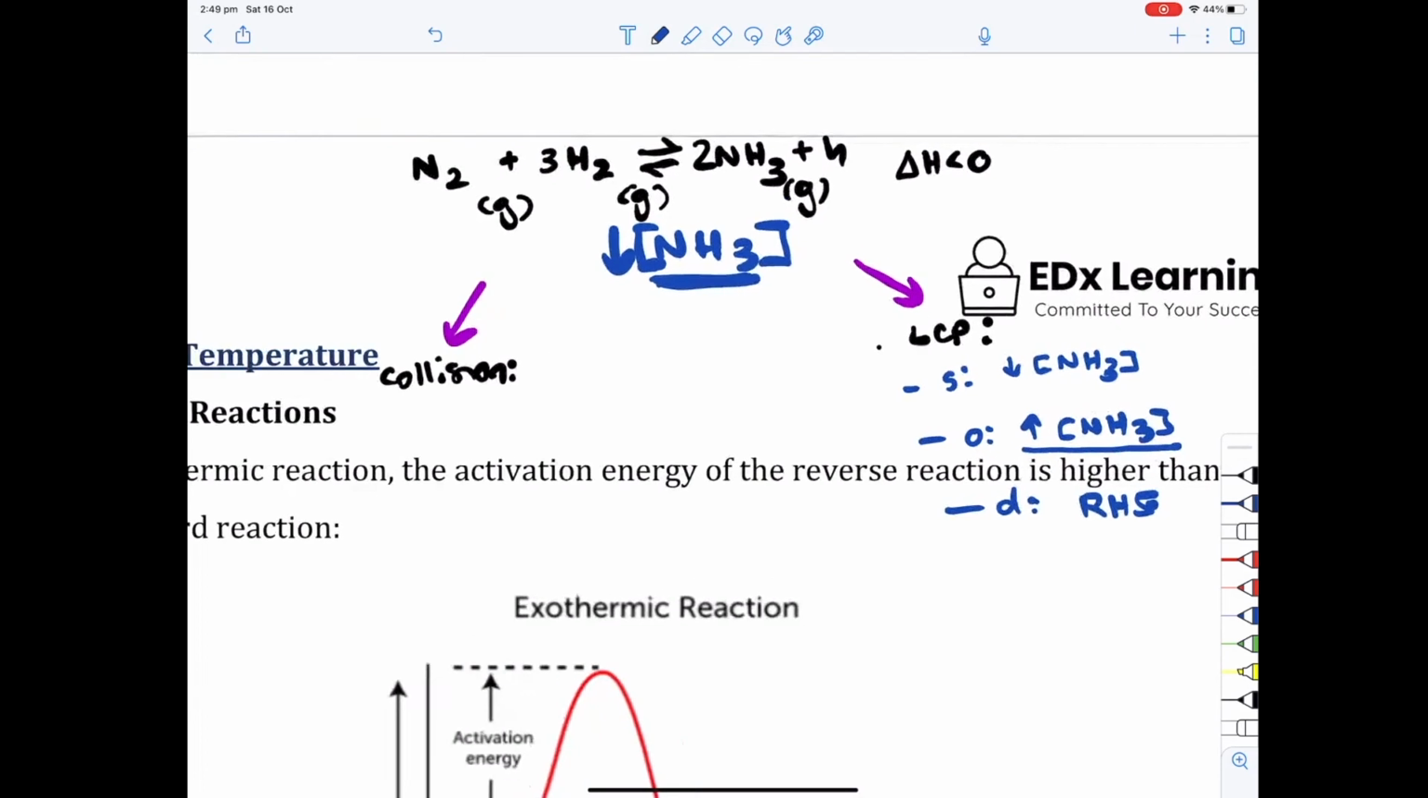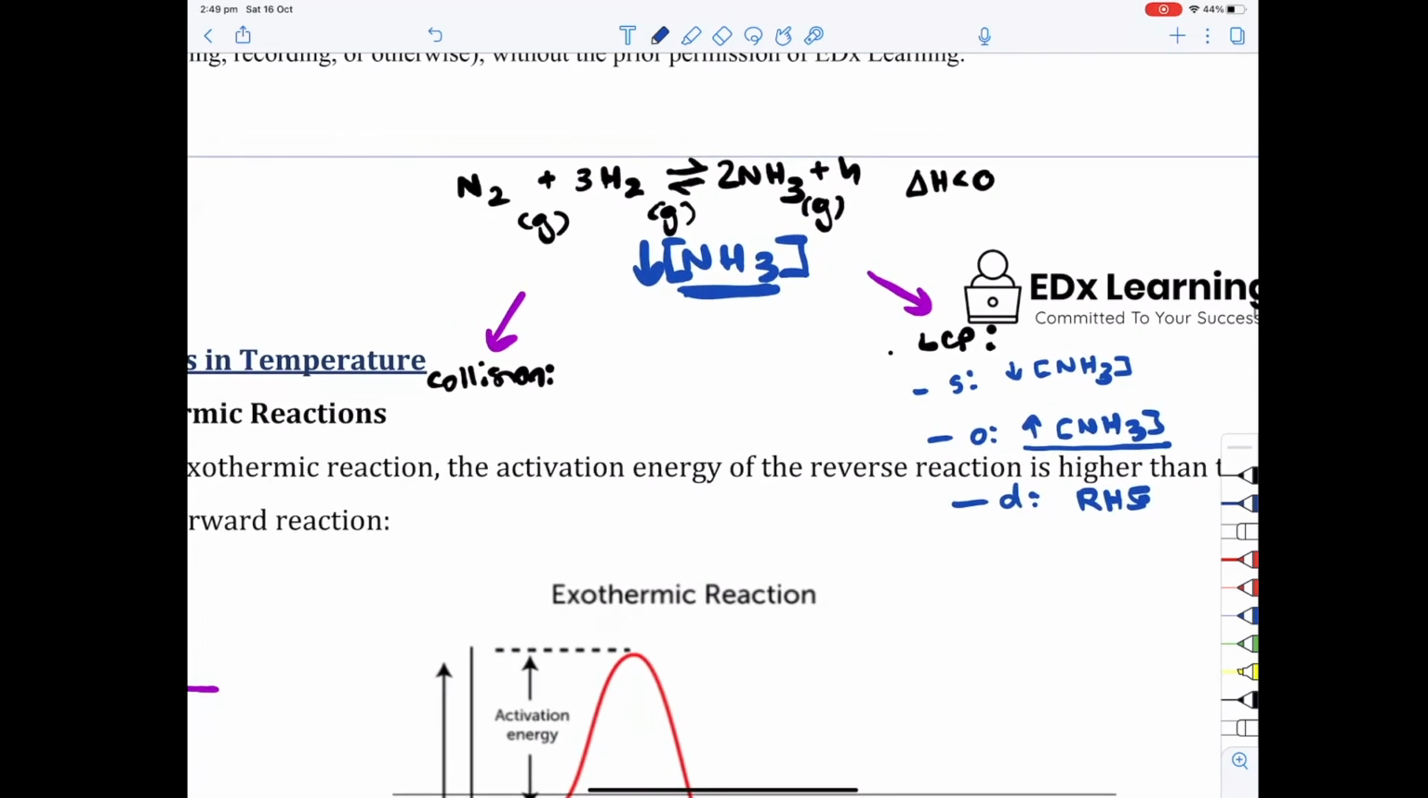Now, here's a long-winded explanation. What happens according to collision theory? So hopefully you're all realizing collision theory can explain yield as well. It just takes much longer. So we use LCP. It's a prediction system as to what will happen based on collisions.